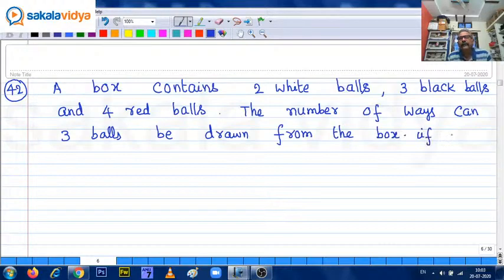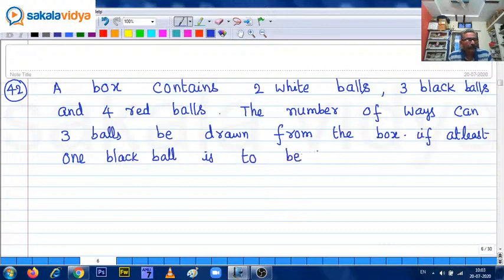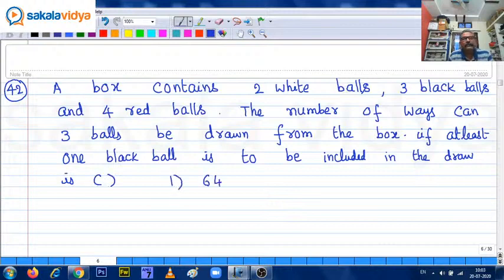if at least one black ball, at least means a black ball is compulsorily included in the draw, is: first option 64, second option 56, third option 46, fourth option 44.